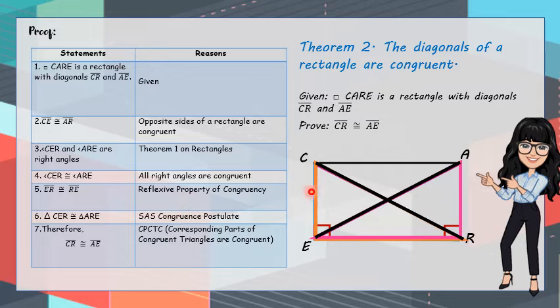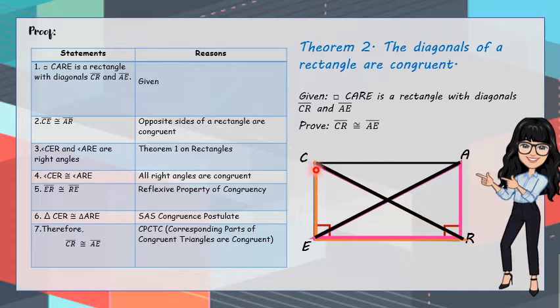Now, since these 2 triangles are congruent, then we can say that all the other corresponding parts of those triangles are also congruent, and that includes our CR or segment CR and our segment AE. Segment CR is part of the orange triangle. Segment AE is part of the pink triangle. So since these 2 triangles are already congruent, then we can say the other corresponding sides are also congruent, and that includes your CR and your AE.